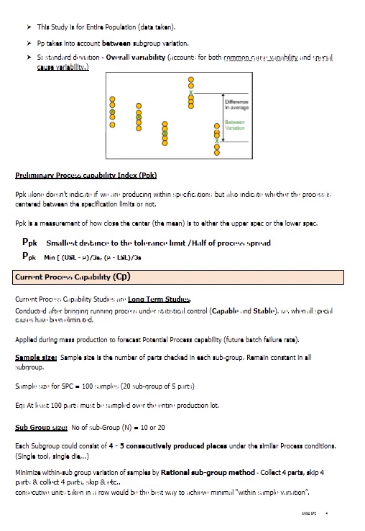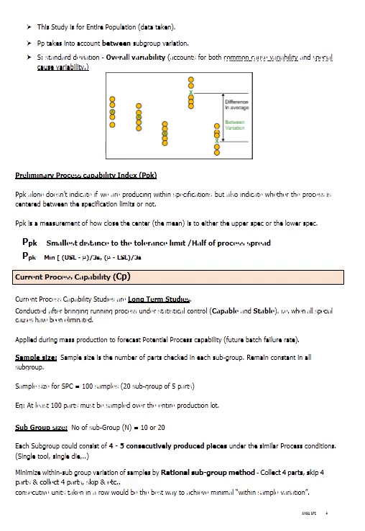Ppk. Ppk not only indicates whether you are producing within specification but also whether the process is centered between the specification limits or not. Ppk is a measurement of how close the center is to either the upper spec or the lower spec. Ppk equals the smallest distance to the tolerance limit divided by half of the process spread.